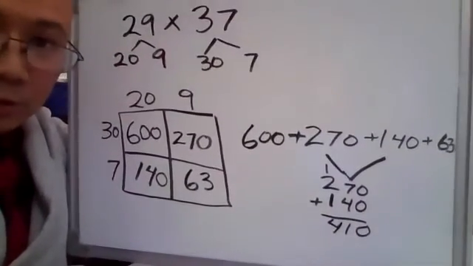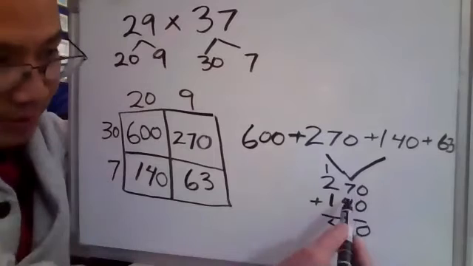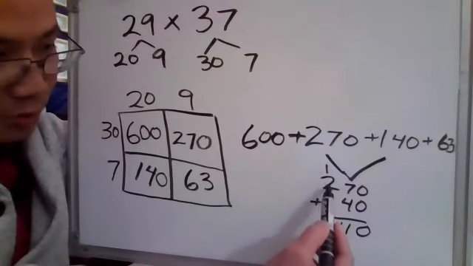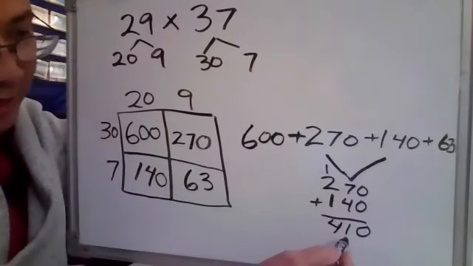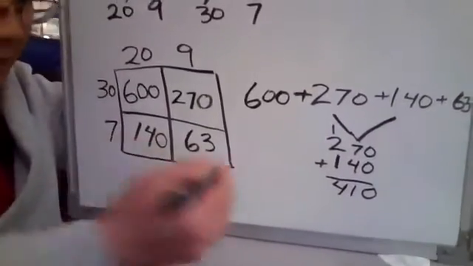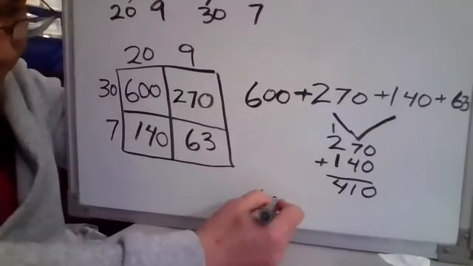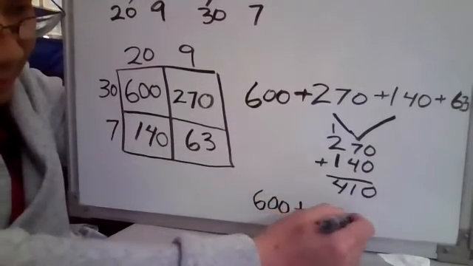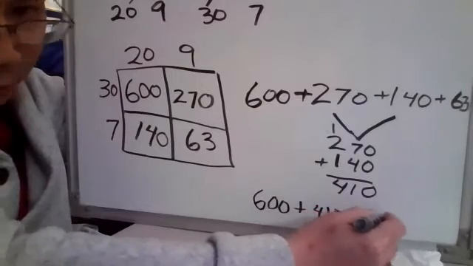I know 7 plus 3 is 10. So 7 plus 4 has to be 11. There's my 1. 1 plus 2 is 3. 3 plus 1 is 4. Now I have 410. So I'm going to put my number down here. 600 plus 410 plus 63.